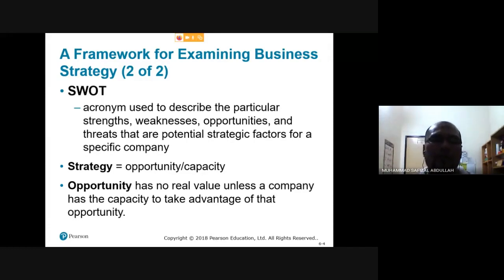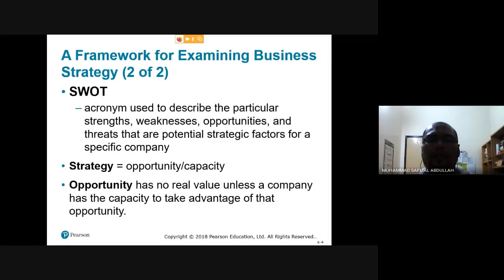All right. So all in all, what is a strategy? Yes, we can say that strategy is opportunity divided by capacity. What is capacity here, class? Capacity here can be said to be your resources, or kemampuan. Capacity means your ability to capture the opportunity. Opportunity is nothing if you don't have capacity. That's for sure. And that's why it says that opportunity has no real value unless a company has the capacity to take advantage of that opportunity. So without capacity, without resources, you will not be able to capture all the opportunities that are available to you.